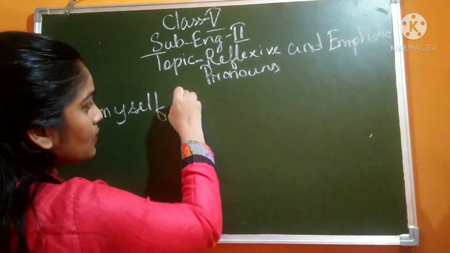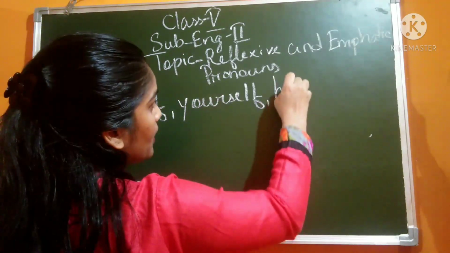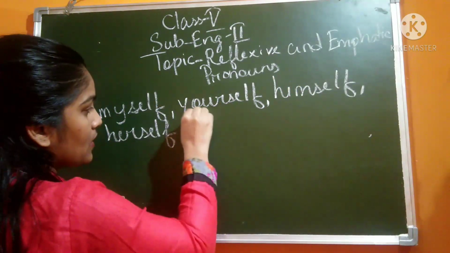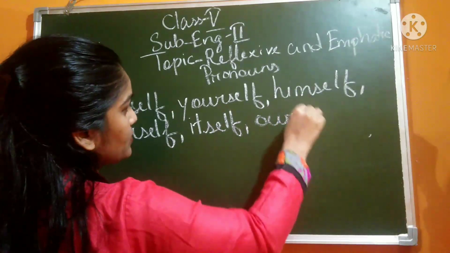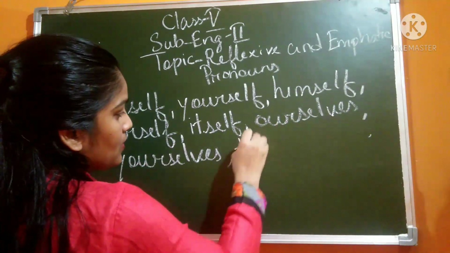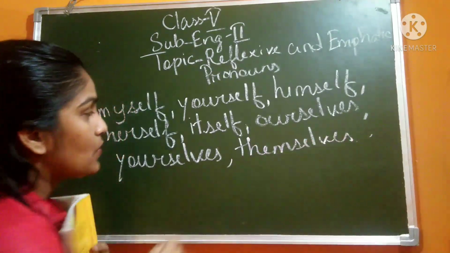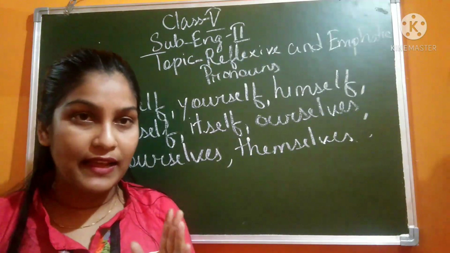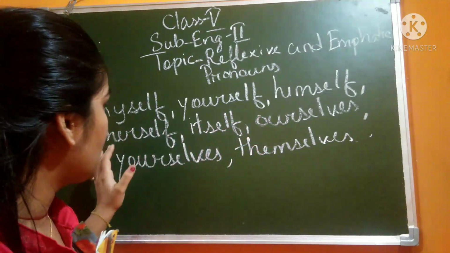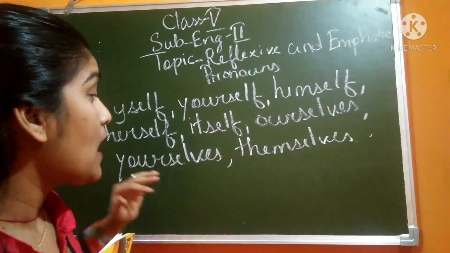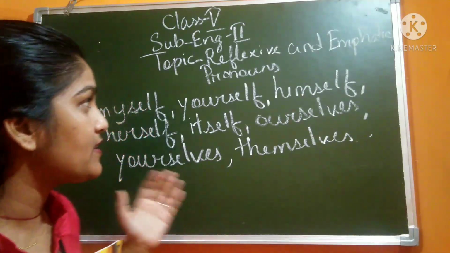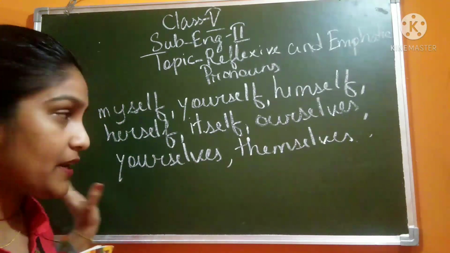Myself, yourself, himself, herself, itself, ourselves, yourselves, themselves. So first we will learn about reflexive pronouns. So myself, yourself, himself, herself, itself, ourselves, yourselves, themselves. These are the reflexive pronouns and these are also emphatic pronouns.